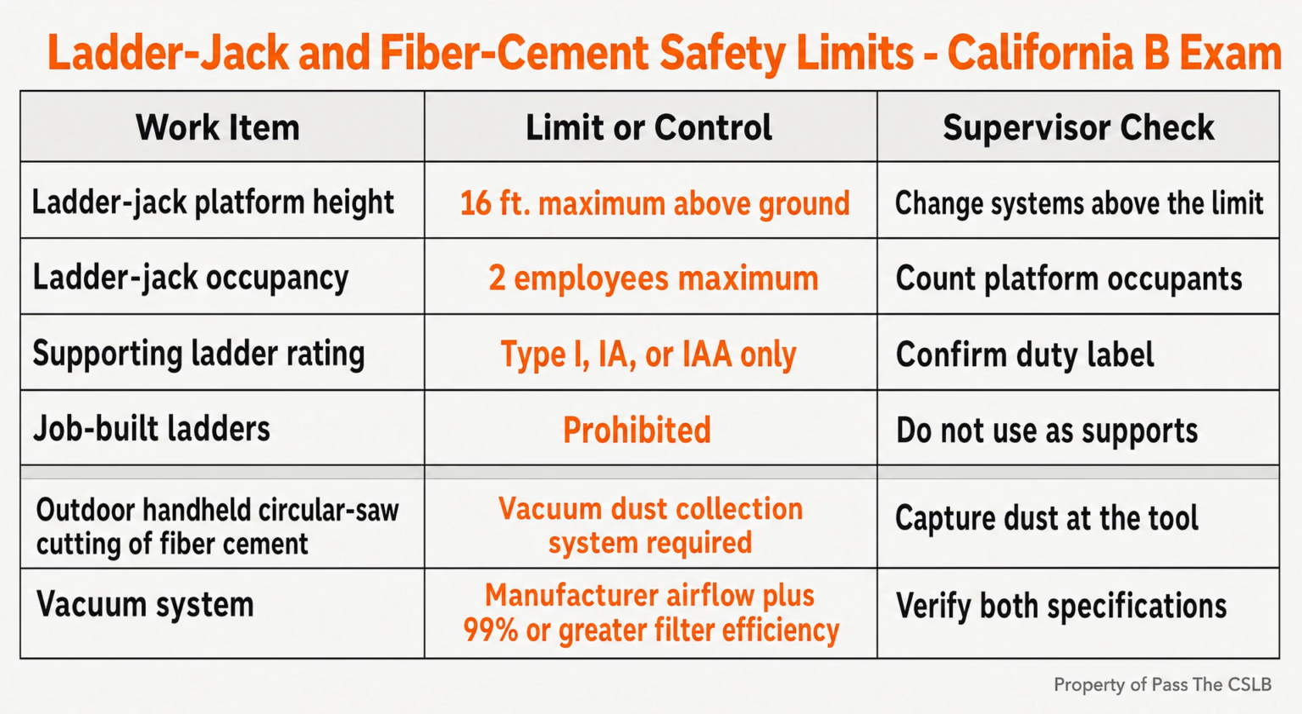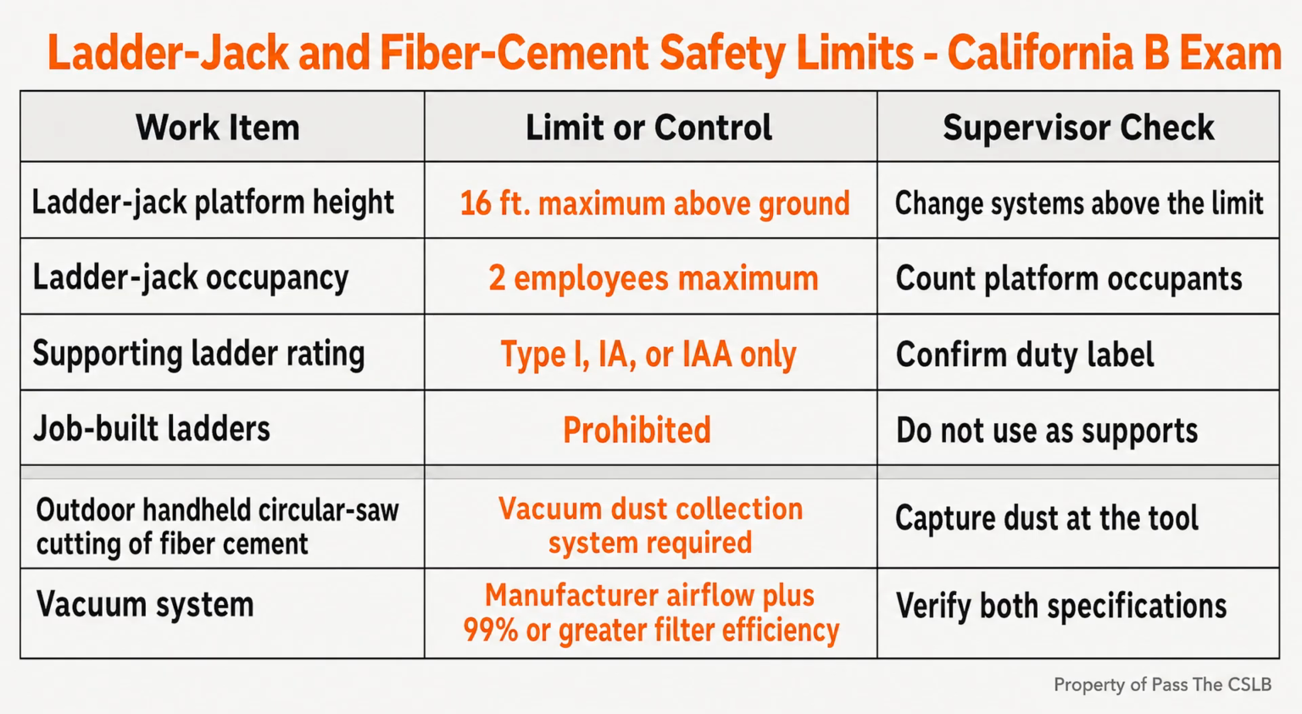For safety, I keep ladder jack platforms at or below 16 feet, limit occupancy to 2 employees, use only the permitted ladder duty ratings, and reject job-built ladders. For outdoor circular saw cutting of fiber cement, I verify the required vacuum dust collection system, manufacturer recommended airflow, and a filter efficiency of at least 99%.